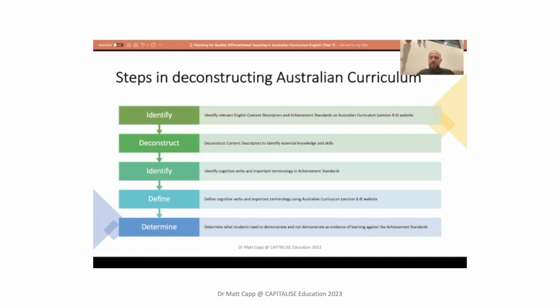So the steps in deconstructing the Australian curriculum are to identify the relevant content descriptors and achievement standards that are going to be deconstructed. So then the first step is to deconstruct the content descriptors to identify the essential knowledge and skills. Teachers then need to identify the associated achievement standards that students will demonstrate evidence of learning against and identify any relevant cognitive verbs and important terminology in the achievement standards. The teachers then go to the Australian Curriculum website and define the cognitive verbs and important terminology to work out what the students actually need to demonstrate and not demonstrate as evidence of learning against those achievement standards.